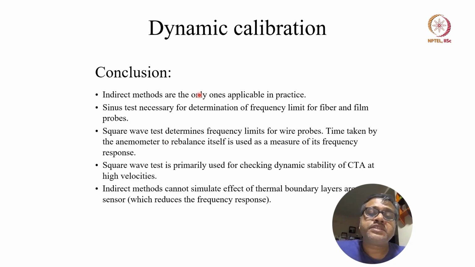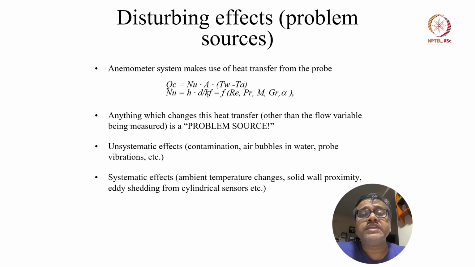The square wave test is primarily used for checking the dynamic stability at high velocities, because you want to check whether the anemometer is responding properly or not. The indirect methods cannot simulate the effect of thermal boundary layers around the sensor, for example, which reduces the frequency response. So it's a very sensitive method. It's a very sensitive thing to begin with, and therefore it is not very easy. There are a lot of disturbing effects.